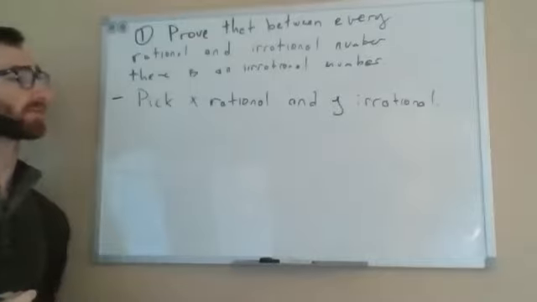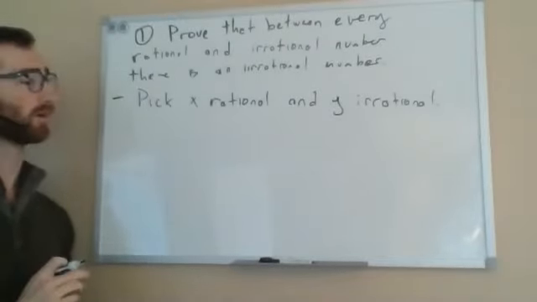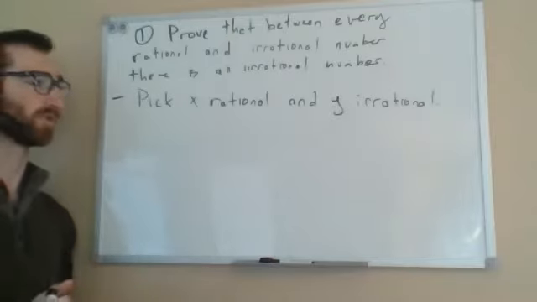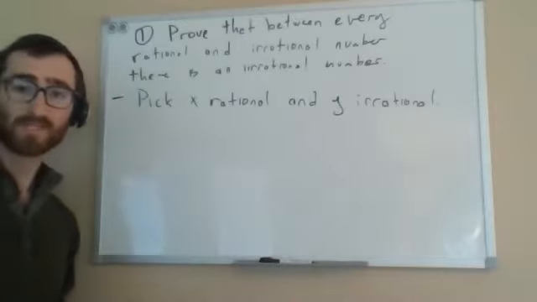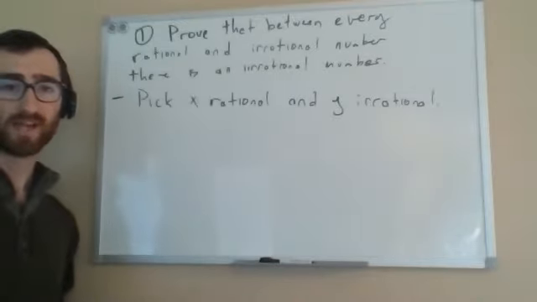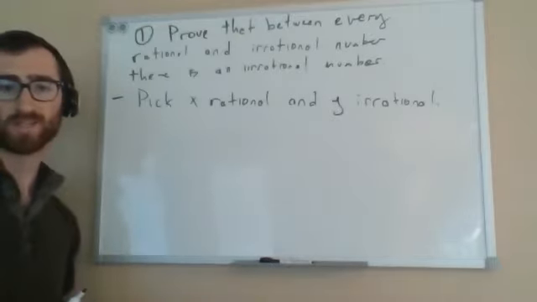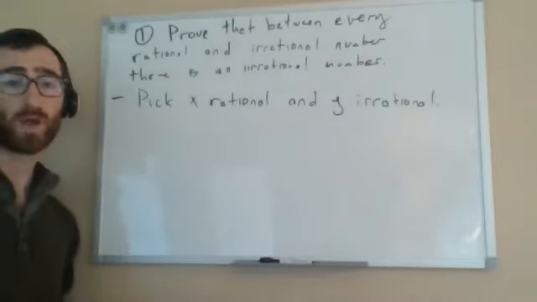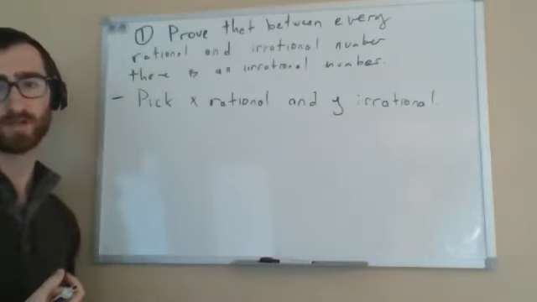So we pick x rational and we pick y irrational, and we have no control over which rational or which irrational number we pick. Now, the next thing that we need to do is to find some number in between these two numbers. What's a way that, given two different numbers, we can find a number in between those two numbers?